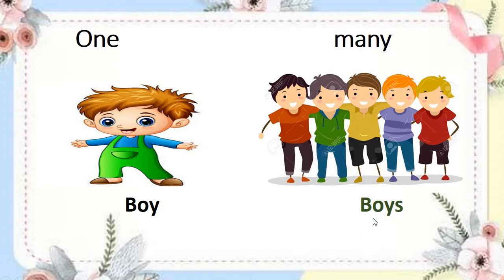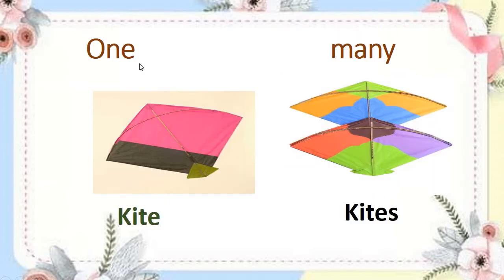So what will come? B-O-Y-S. Boys. Boy. Boys. If one boy, then B-O-Y. Many, boys. Okay children? Have you understood this? Yes. One boy and many boys. We are adding S to this word, B-O-Y and B-O-Y-S. Understood? Very good.